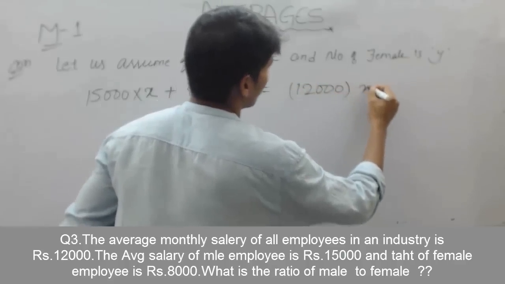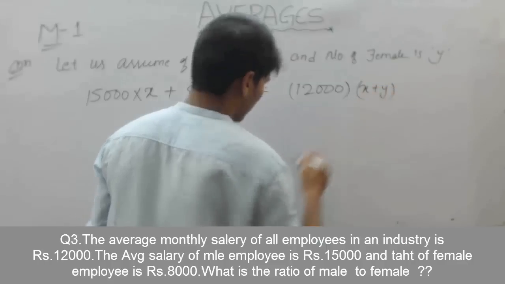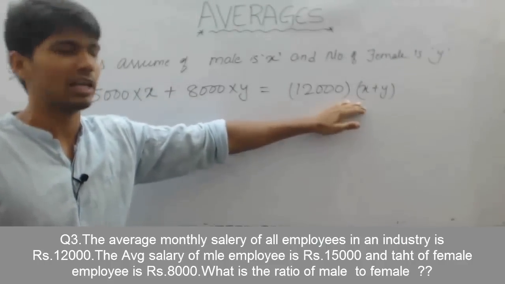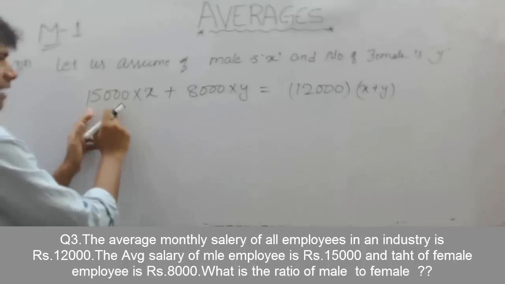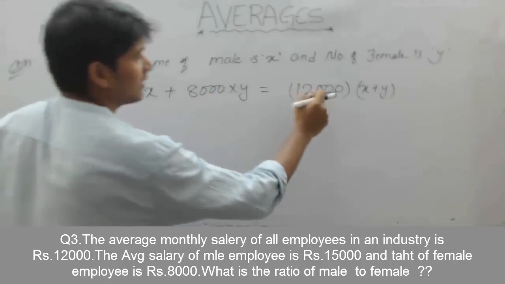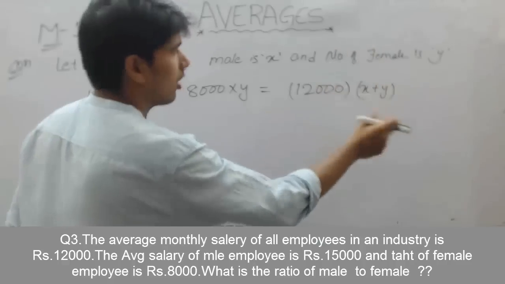12,000 into X plus Y. So this total sum is equal to this thing. I hope you got clarity. So this is the average of each male employee and this is the average of each female employee, and this 12,000 indicates the average of all the employees.